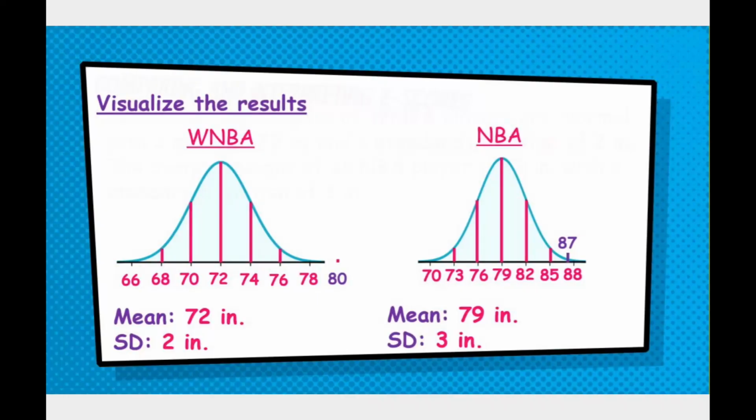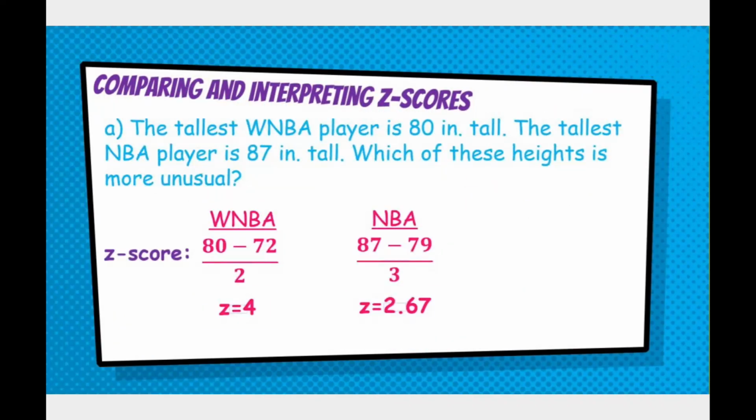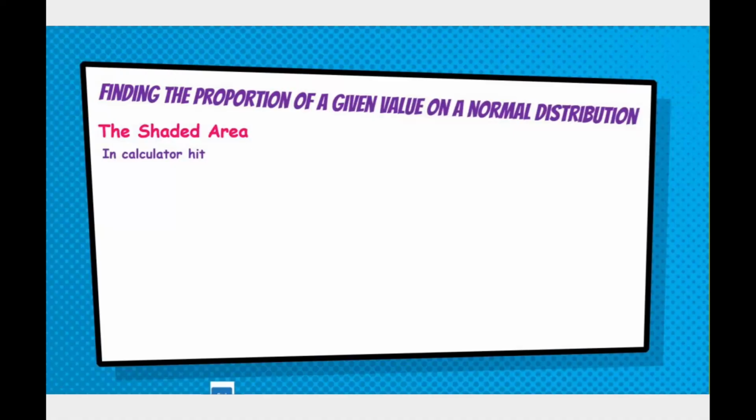Well, 80 inches for a WNBA player is way taller than typical; there may be one player that's 80 inches tall, the tallest person in the WNBA. With the NBA, it looks like they're still tall at 87 inches, but it's not as abnormal as having somebody that's 80 inches in the WNBA. Okay. So this is kind of a multiple part type of problem that we're going to do.